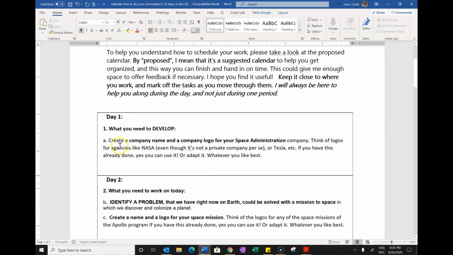What do you need to develop? Create a company. For day number one, what I would do if I was you, is create a company name and a company logo for your space administration company. And this ties in with the assignment that you worked on before. So you already have this. You just have to polish it up and include it. And notice that the instructions are very similar. Think of logos for agencies like NASA or Tesla, etc. If you have already done it, yes, you can use it or adapt it, whatever you like best. So on day one, it's based upon creating the company name and company logo for your space administration.